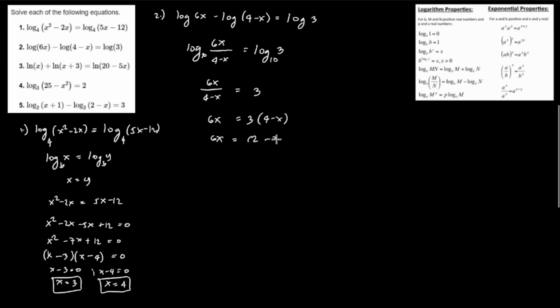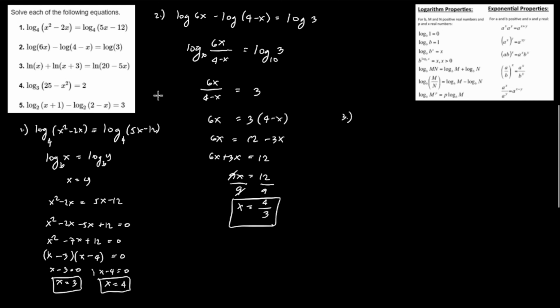3 times negative x is negative 3x, and transpose it to the left side. 6x plus 3x is 9x, equal to 12. Divide by 9, and x is equal to 12 over 9, or 4 over 3. Therefore, the value for x is 4 over 3. And this is the answer in problem number 2.